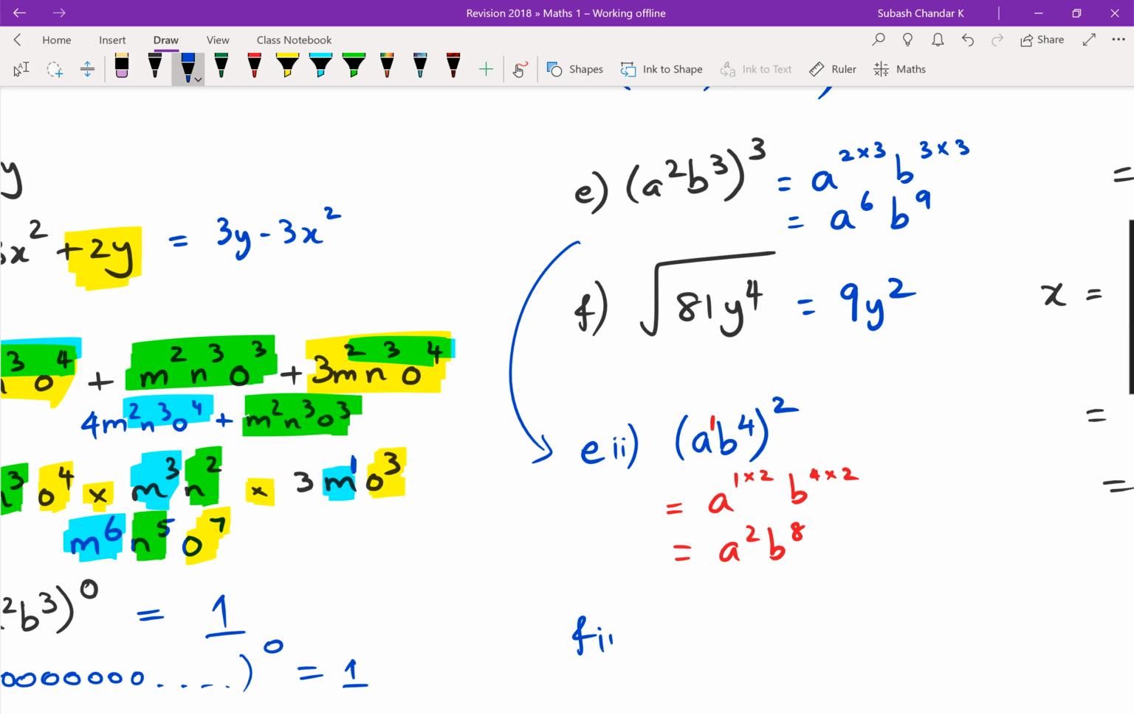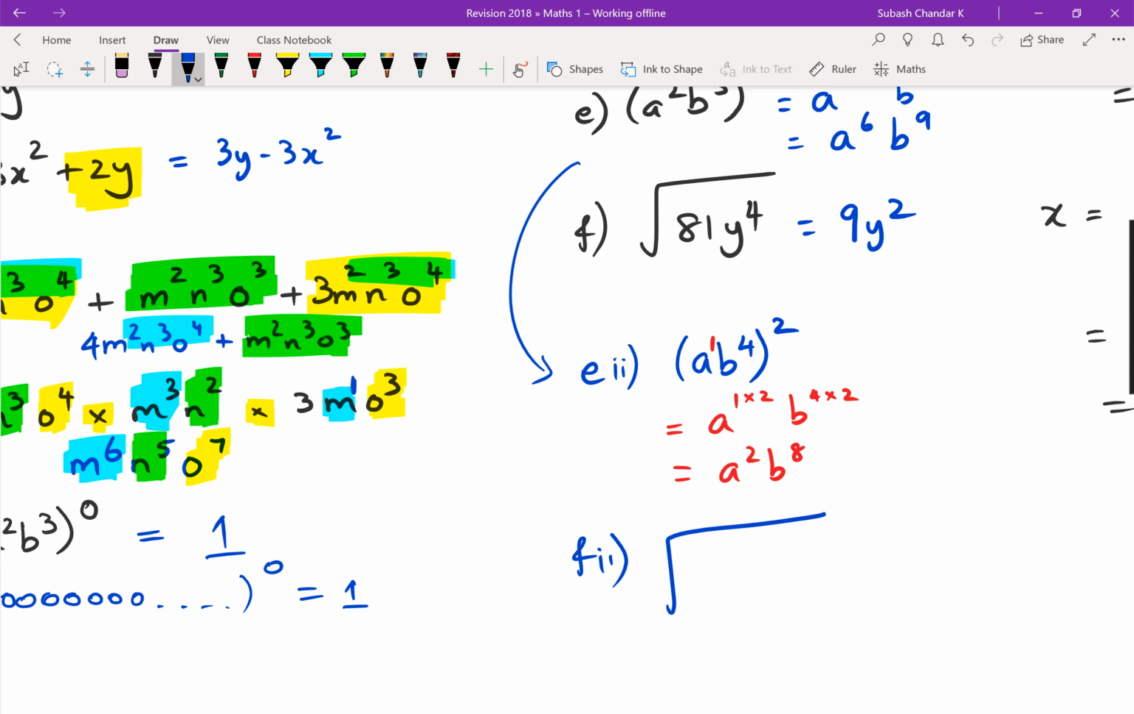Let me show you guys another example with f2. So if I have the square root of 100, x to the power of 8, y to the power of 3. If that's the case, then square root of 100 is 10. X to the power of 8, half of that is going to be 4. And then half of 3 is going to be 1.5. So when you take the square root, you always go half of the powers.